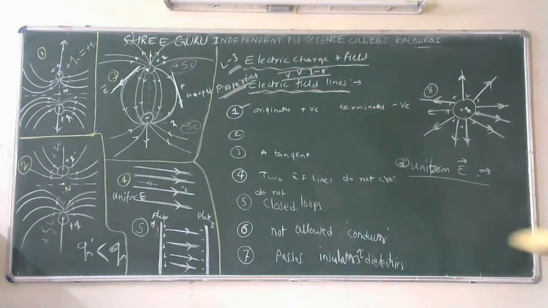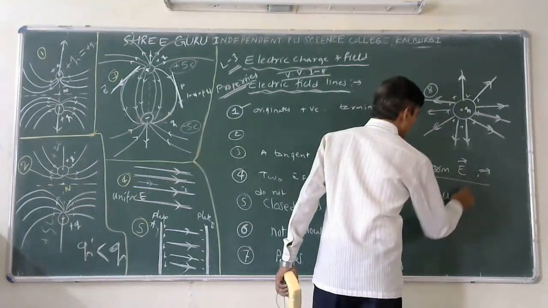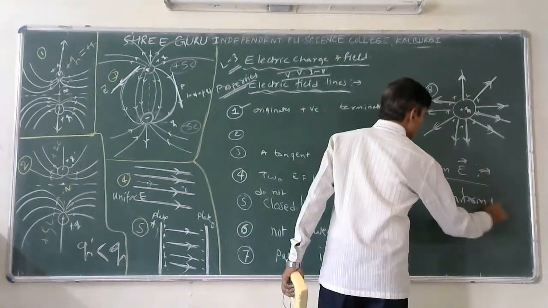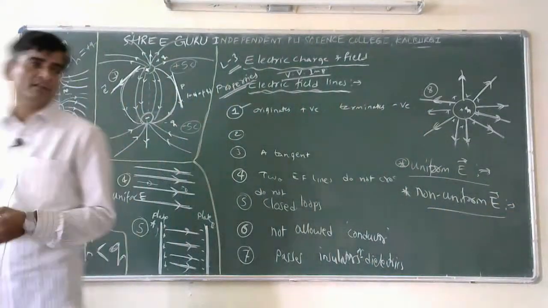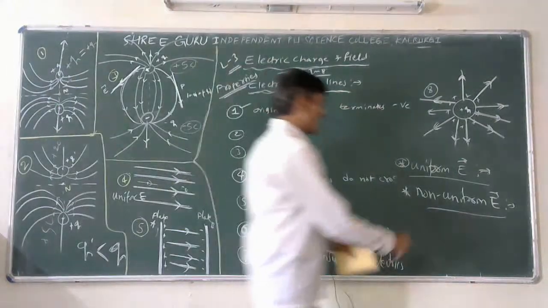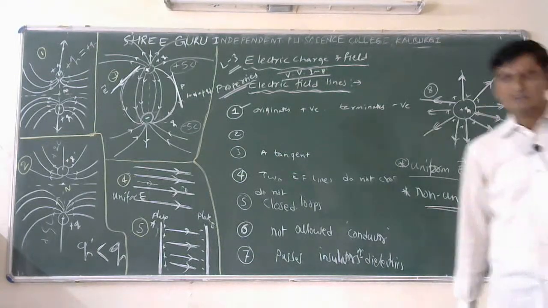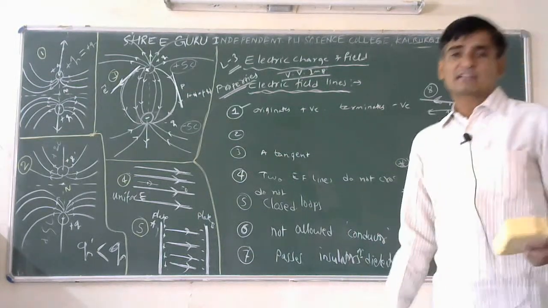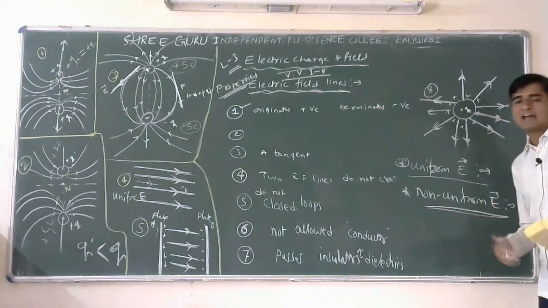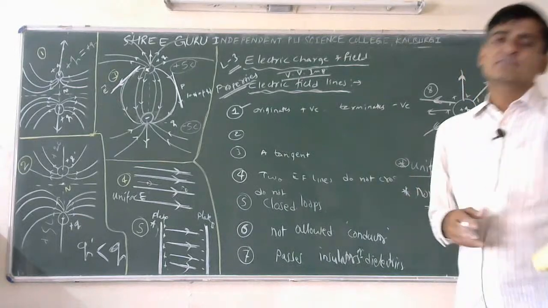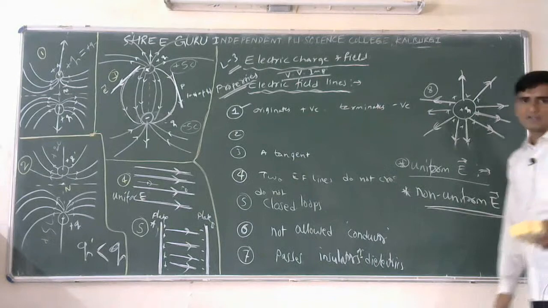And now, what about non-uniform electric field intensity? What is non-uniform electric field intensity? Non-uniform electric field intensity means that either magnitude or direction or both are different at different points. Then that electric field intensity is said to be non-uniform electric field intensity.